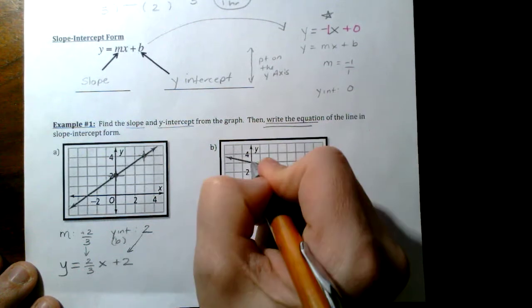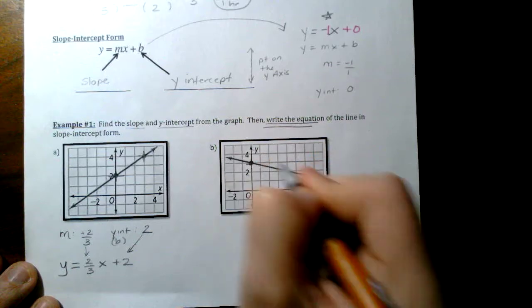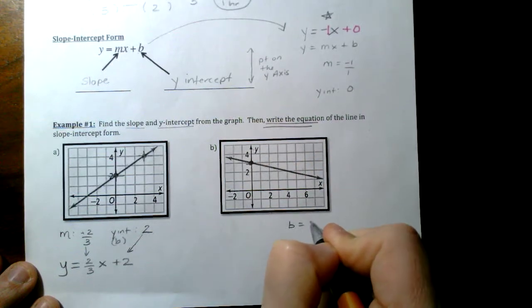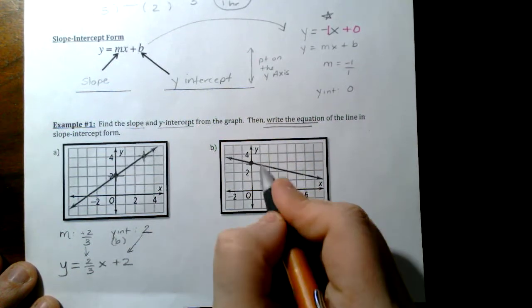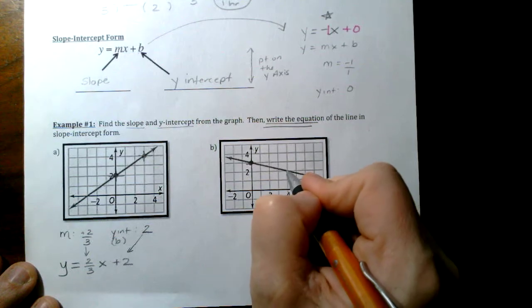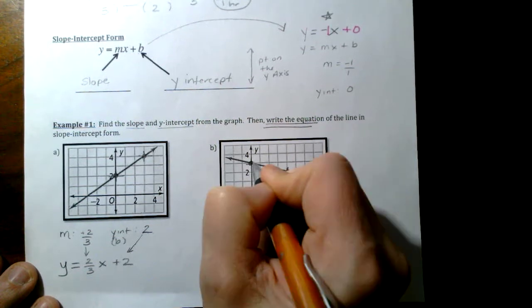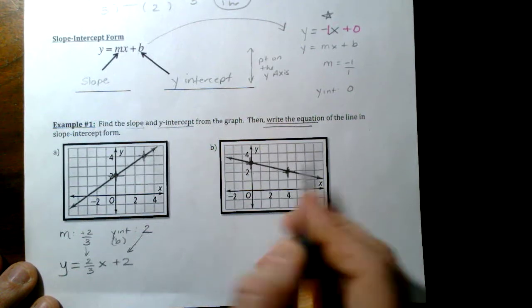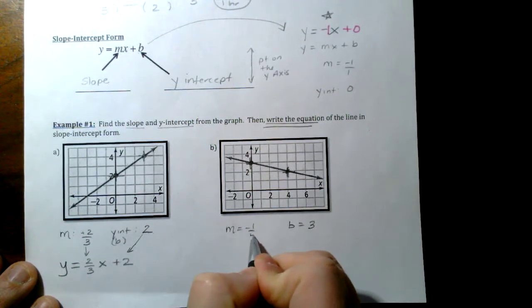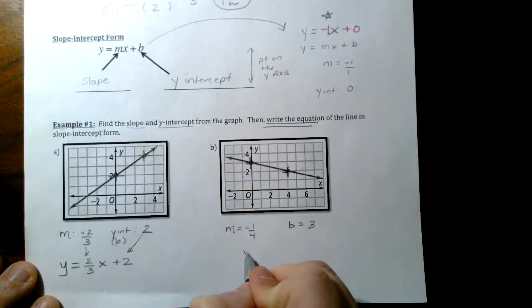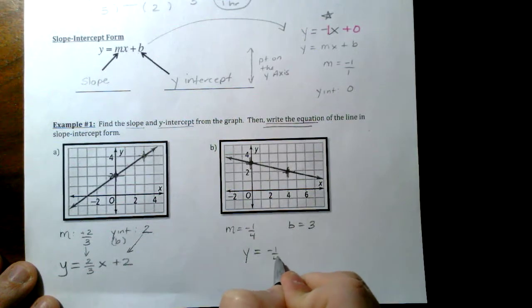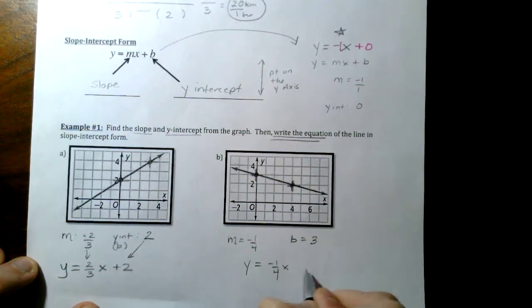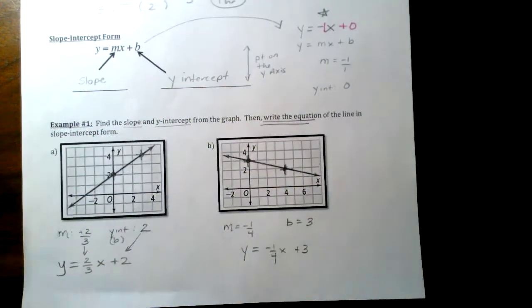Okay. Same thing here. Notice this crosses at 3. My slope is clearly downhill. So here are my 2 points, down 1 over 1, 2, 3, 4. So my equation is y is equal to negative 1/4 x plus 3.